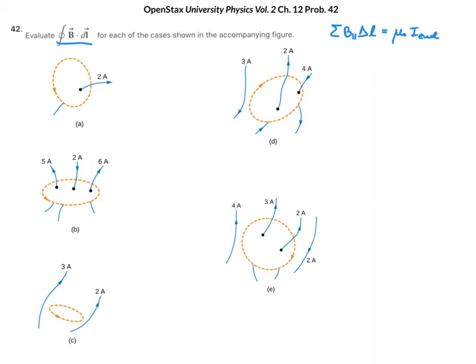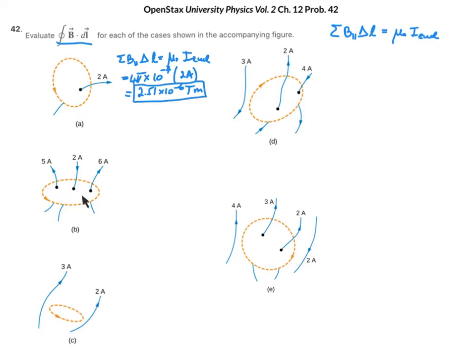So let's write this here. The sum of B parallel delta L is mu naught I enclosed. So that is 4 pi times 10 to the negative 7th Tesla meters per amp times the 2 amp current, and that gives us 2.51 times 10 to the negative 6th Tesla meters. So that is the answer to part A.